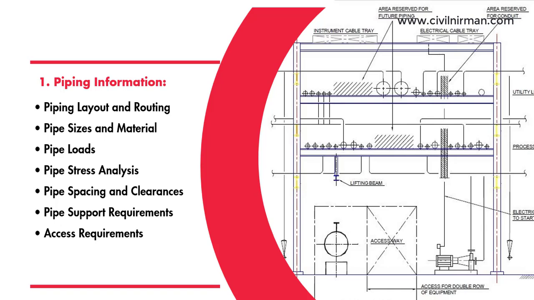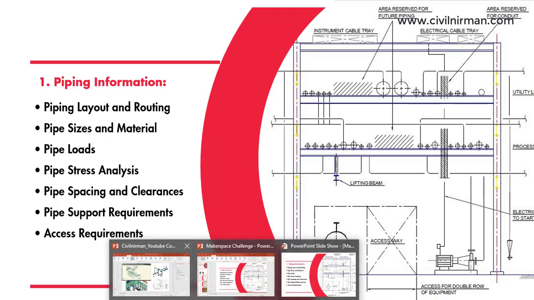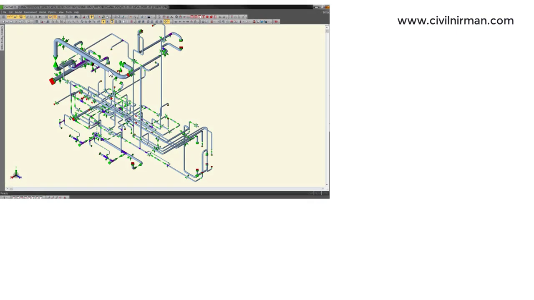So let's just understand how the piping information will look, through the piping stress input. Let me show you one input from the piping discipline. Now see, this particular one is a software configuration from the CAESAR software.